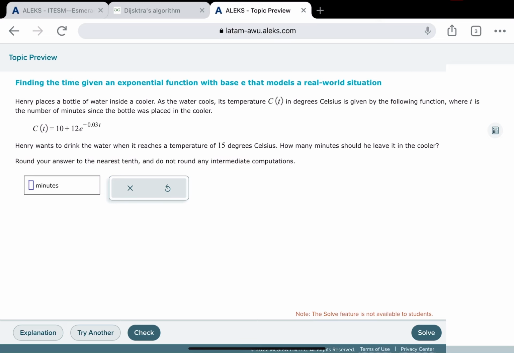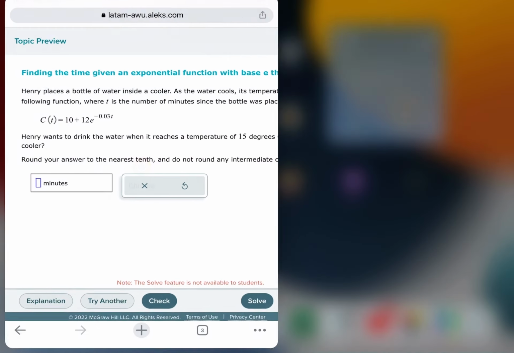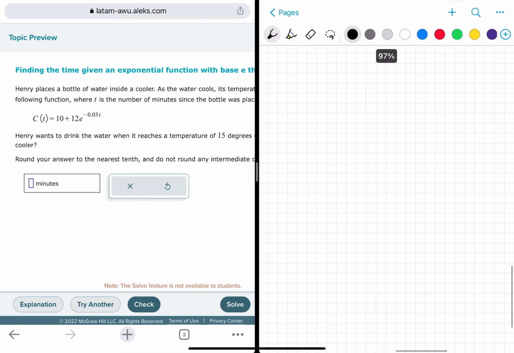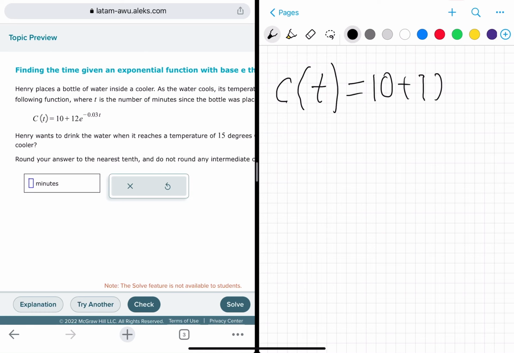So basically, Henry has this cooler where he places a bottle and he likes to drink his water when it is at 15 degrees Celsius. If it is warmer or if it is colder, well, it won't work. So we want to find, given this function, at what time this will happen. So this is a simple equation that gives us the temperature depending on the time that we are given. So we have the function C for Celsius, t for time, equals 10 plus 12 e to the minus 0.03 t.